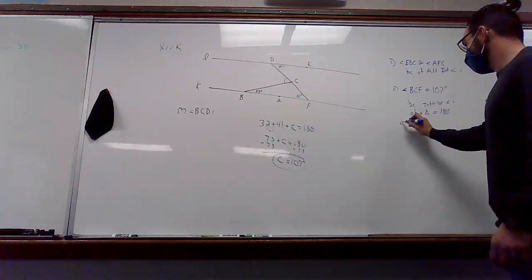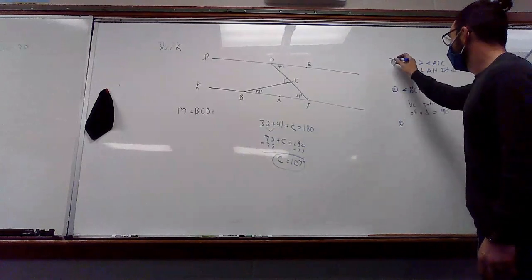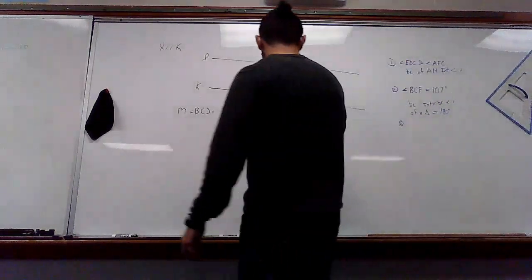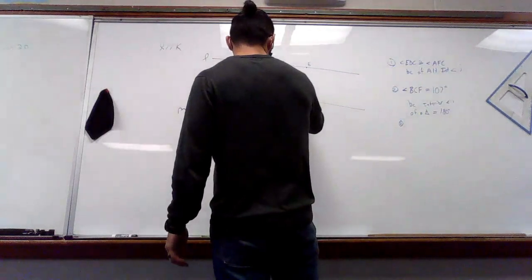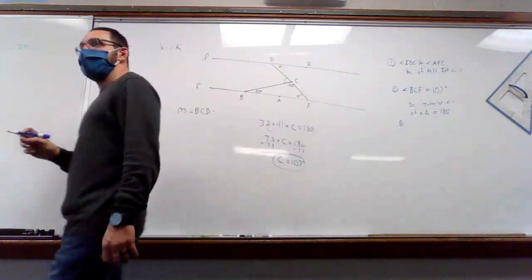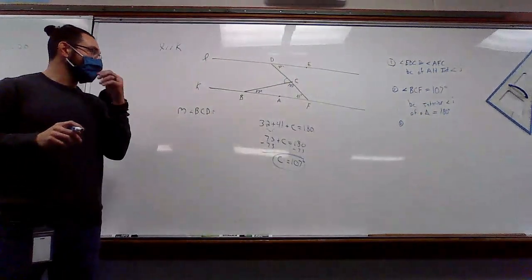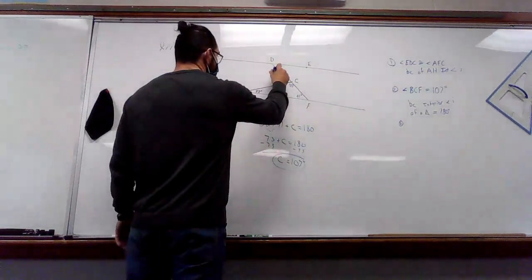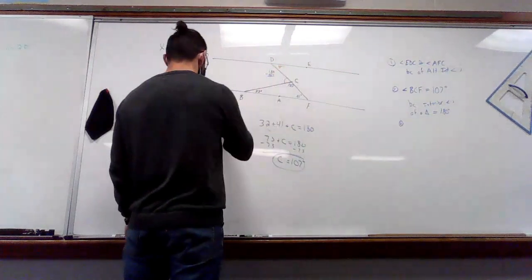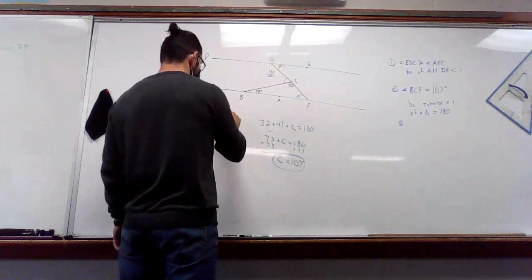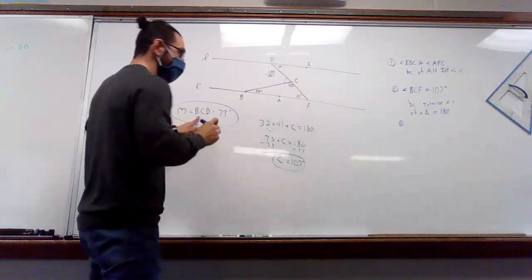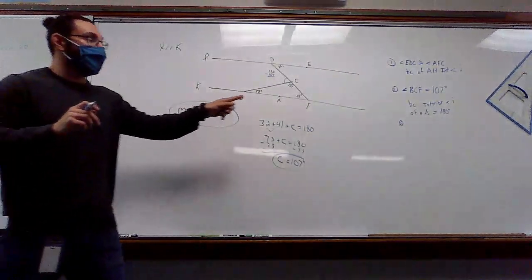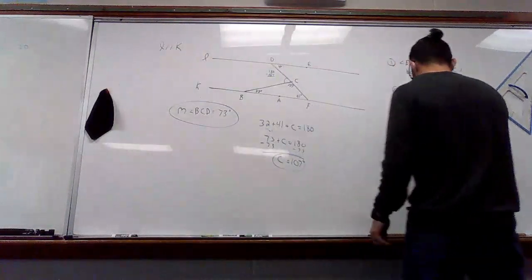There's a third step, though, because we're not done. We're now trying to find this angle. If this is 107, how can I find the measure of angle BCD? Go ahead, Cody. 180 minus 107. 180 minus 107 gives me 73 degrees. There's one answer, because it asked me to find that. But then I need my last step.